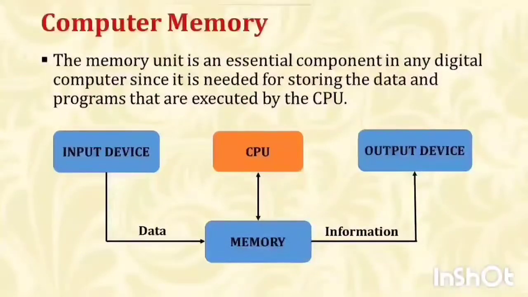We get input from the user through input devices, and that is stored in the memory first, and then from the memory it is given to the CPU. The CPU does the process. Again from the CPU it is given to the memory, and from the memory the final information is given to the output device, so that it could be displayed to the user using a screen, monitor or any other output device.